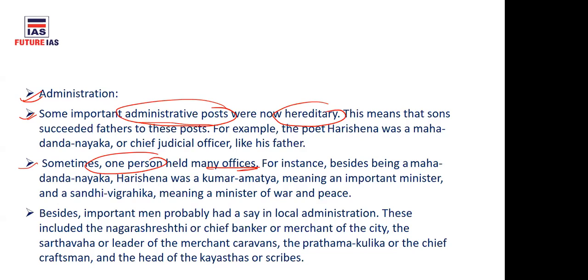For example, the same person, Harisena, the Mahananda Nayaka, as I told you, was the chief judicial officer during the kingdom. The same Harisena was also the Kumar Amatya, which means an important minister, and also a minister of war and peace, which was called Sandhi Vigrahika. It means the minister of war and peace.